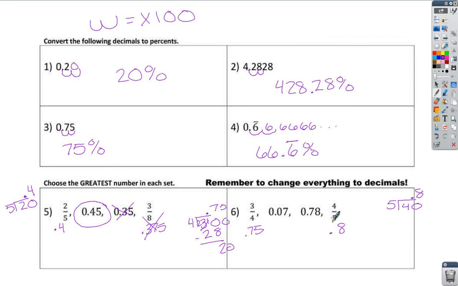Again, we're looking at the number right after the decimal. So we have a 7, a 0, a 7, and an 8. Well, we know 0 is not going to work because that's too small. So we have a 7 and an 8. Well, 8 is the biggest number, so that means 4 over 5 will be the biggest number, and that should have been the number you circled.